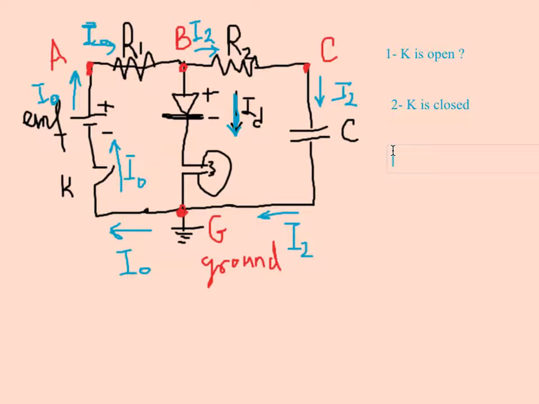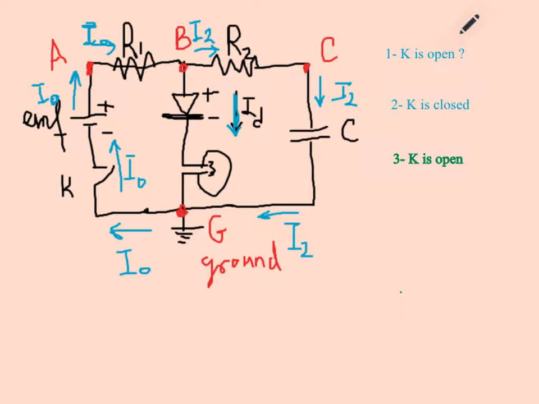So we follow this step by step. Number three, K is open. And we will do some analysis of all of this. So with regards to the lamp, what's going on in this case with regards to the lamp?